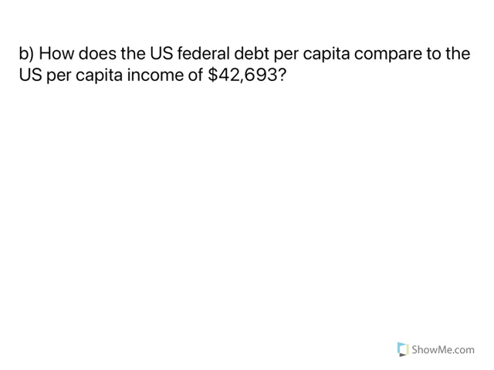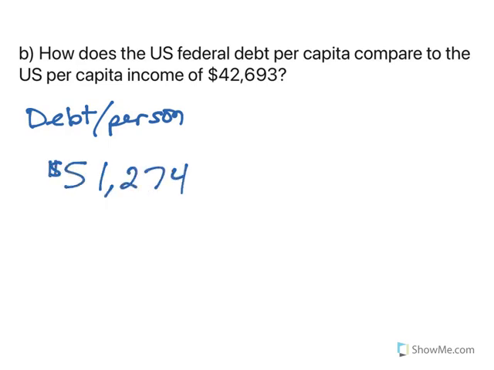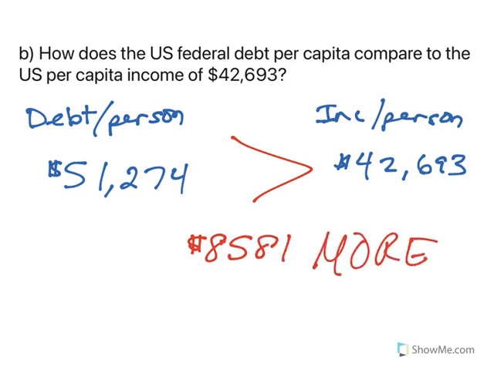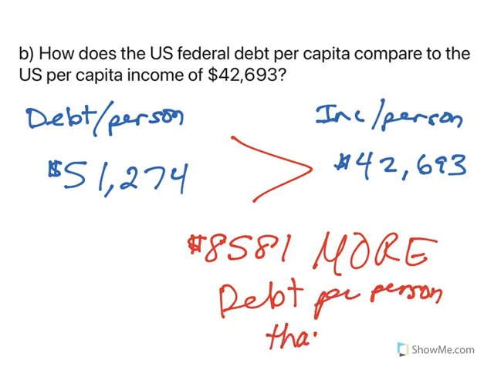So how does the U.S. federal debt per capita compare to the per capita income? So the debt per capita, we just found to be, we're going to round to the nearest dollar just for fun, 51,274. The income per person is 42,693. So just think about what that means. When we calculate the income per person in 2012, look at the difference. It is clear that the debt is greater by 8,581 more debt per person than income.